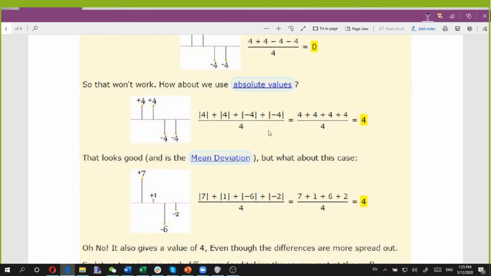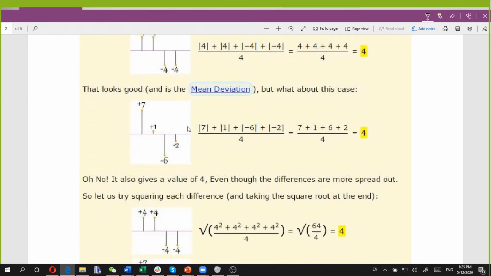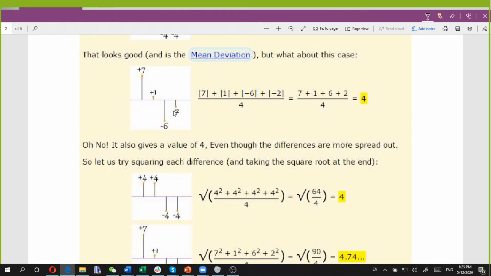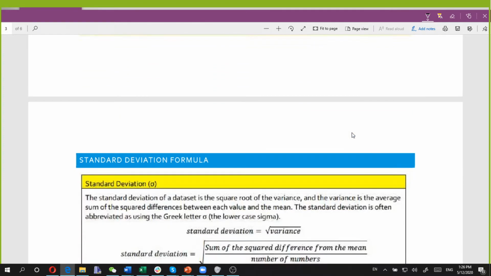If I take absolute values, it gives me my average distance from the mean where I don't care about negative or positive signs, whether we're above the mean or below the mean. Looks good, but can give us a wrong impression. So something like this: 7, 1, 6, 2 values away from the mean and 4, 4, 4, 4 values away from the mean would actually give me the same deviation. So that's not what we're looking for.